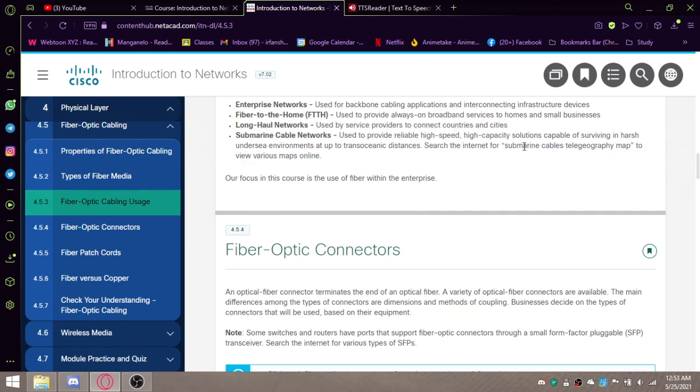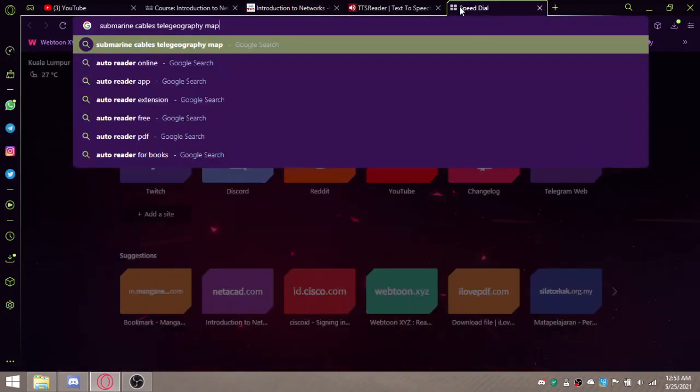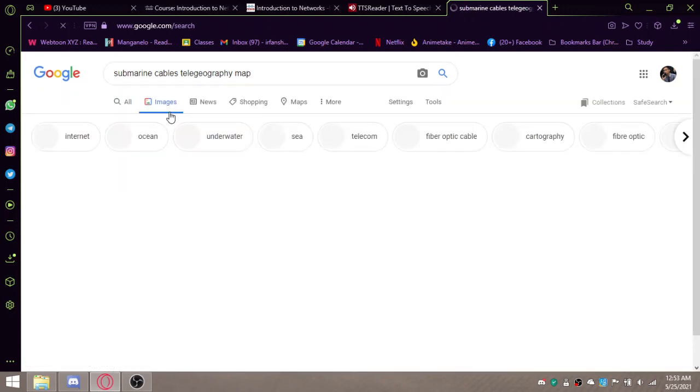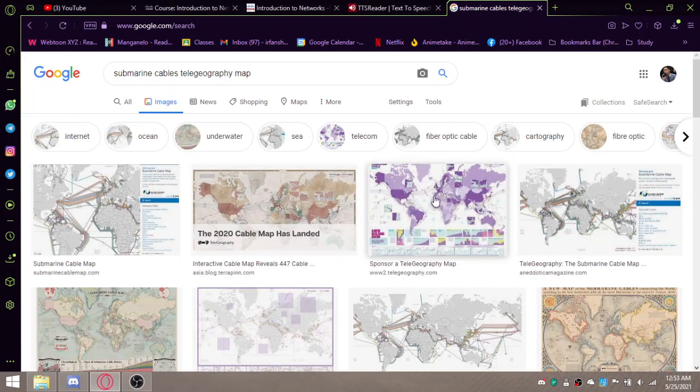Search the internet submarine cable and kita search. Pop pop. See, this is insane.